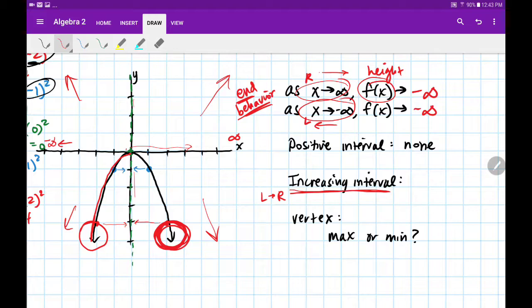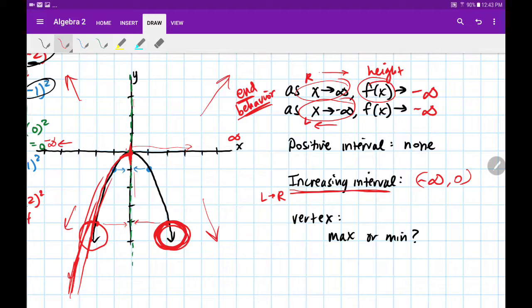Now, scanning from left to right, we're focusing on the x values. Since it's been increasing forever from the left side, up until this x value of 0, we write from negative infinity, which means forever from the left, all the way to 0. It was increasing.